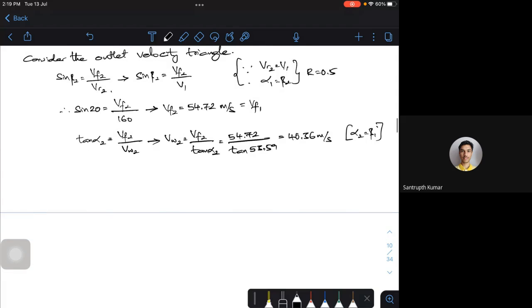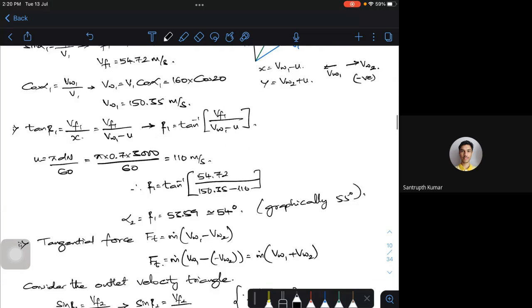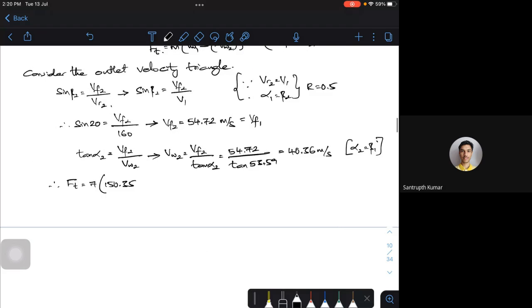So what is your tangential force? Therefore your Ft is equal to mass flow rate, which is 7, into VW1, which is 150.35, minus of minus, that is plus 40.36. I am getting around 1335 newtons, or 1.34 kilonewtons.